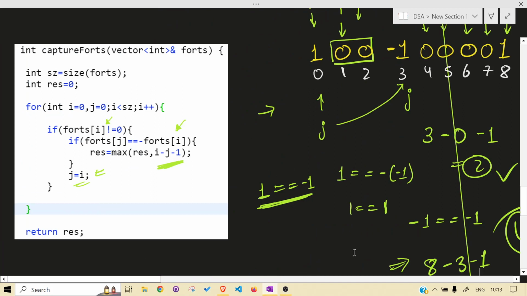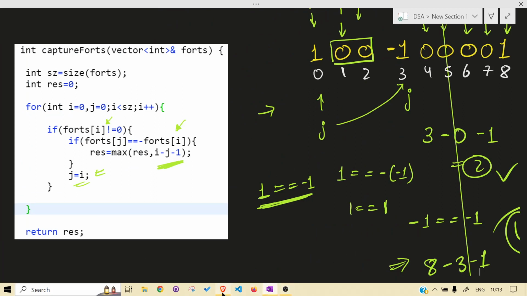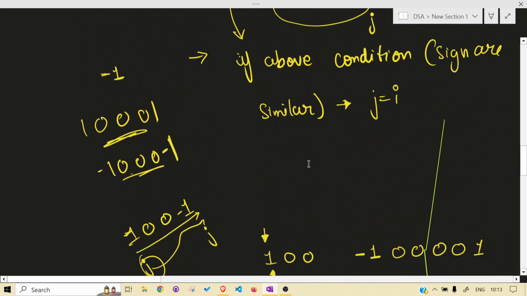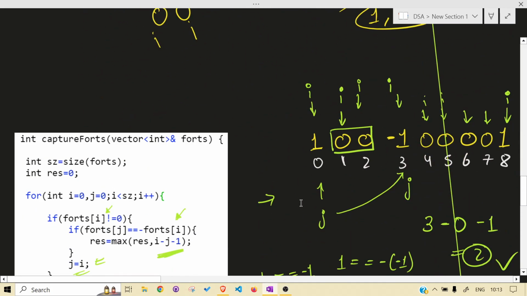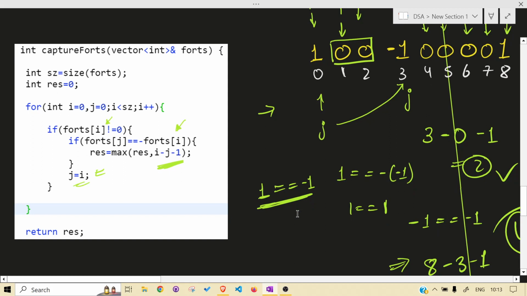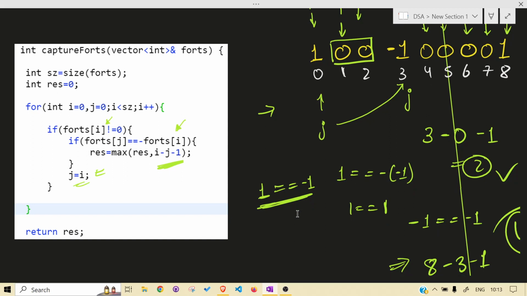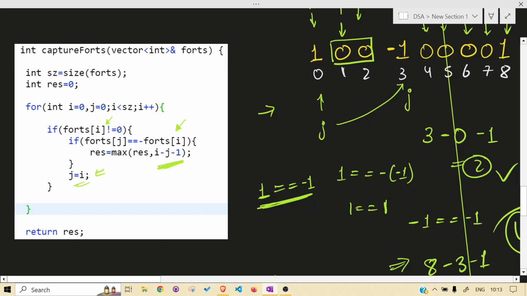And I hope I was able to make the code very much clear, and also I hope the algorithm is also clear. The algorithm is just a conversion of code, or code is the conversion of algorithm, vice versa. I hope this is understandable, what we are doing. i minus j minus 1. If it is not, watch my playlist.